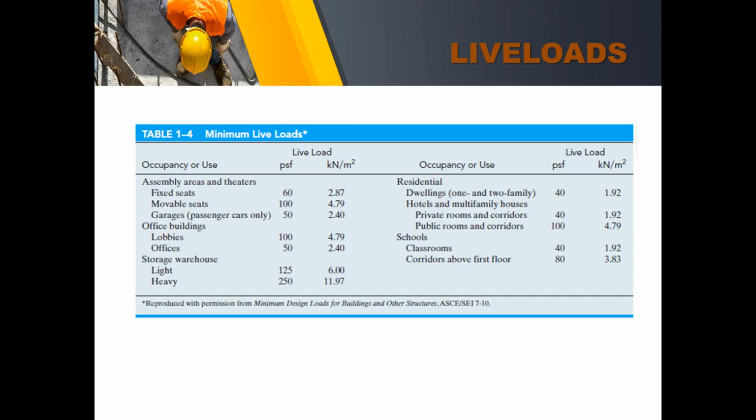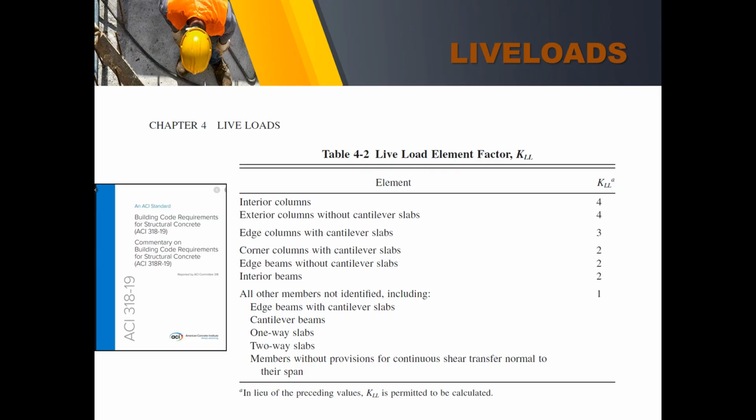So again, in our code and the international codes are present the various values of live load according to the occupancy or use. Say we have assembly areas like theaters, the office buildings, storage, warehouse, residential, and even schools. So this is cited from the ACI 318-19.